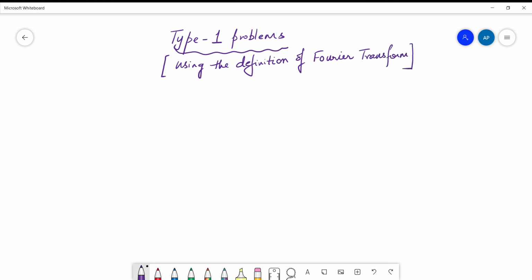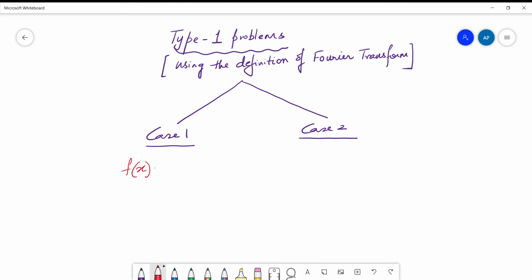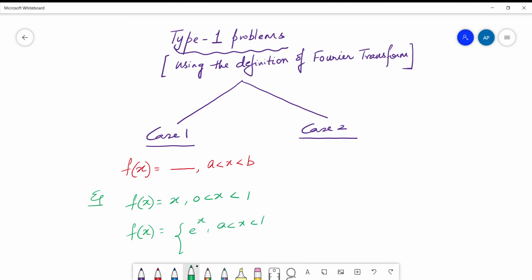But then I would like to divide it into two cases. Now, I would like to divide these type 1 problems of finding out the Fourier transform into two cases, wherein the first case is what I would like to focus on those type of functions which are defined in an interval, say a to b. Say, for example, I can be given f of x is equal to, say, x square for x in the interval 0 to 1, or I may be given a function of the form, say, e to the power x in the interval a to b and 0 otherwise.